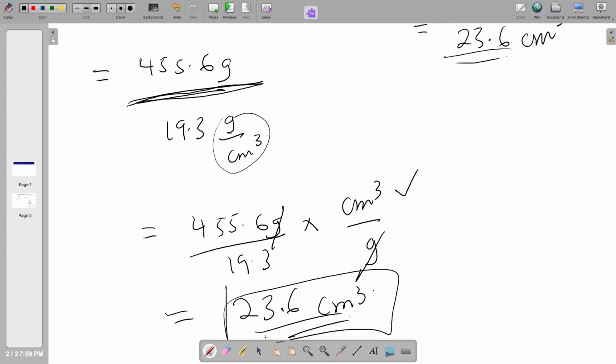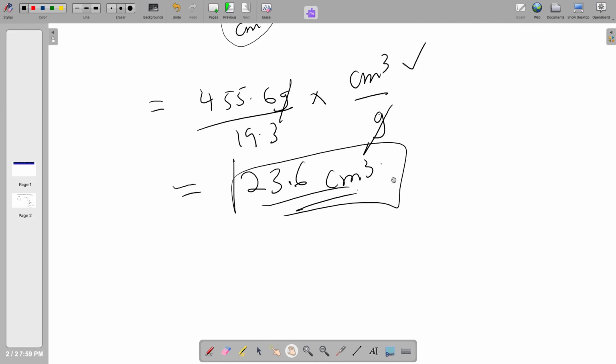So that is using the density formula to arrive at our volume.